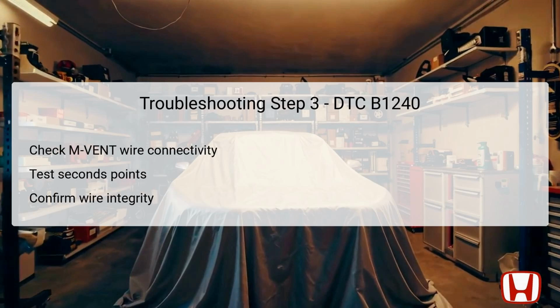Continuing to the third troubleshooting step, maintain the vehicle in the off-lock mode while keeping the previous connectors disconnected. Again, perform continuity checks, but this time between different test points.